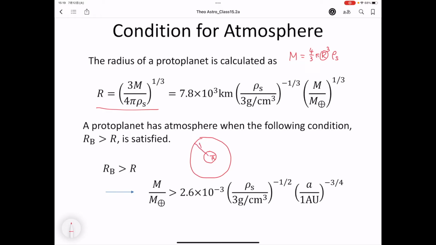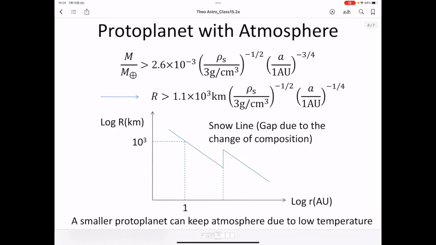The boundary radius is here. Then the shaded region corresponds to the atmosphere. This is the condition for a protoplanet to have an atmosphere. We can find out the mass of a protoplanet normalized by the Earth mass is larger than 2.3 times 10 to minus 3. Then the protoplanet starts having an atmosphere at 1 AU from a central star. So we derive the conditions for a protoplanet to keep an atmosphere. If you change this equation with the radius, radius should be larger than about 1,000 kilometers. Then protoplanet starts having atmosphere at 1 AU.